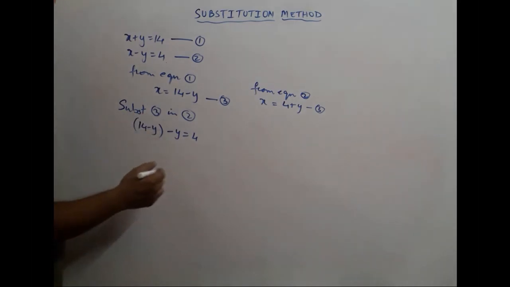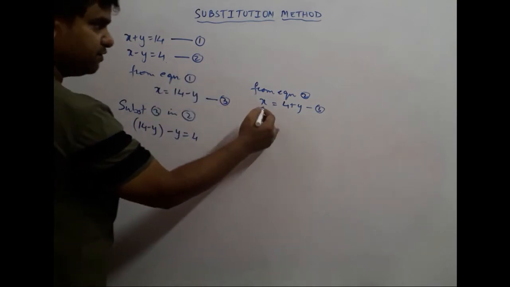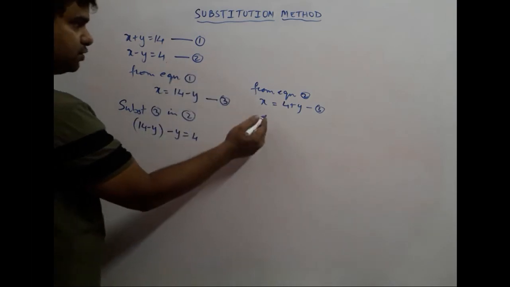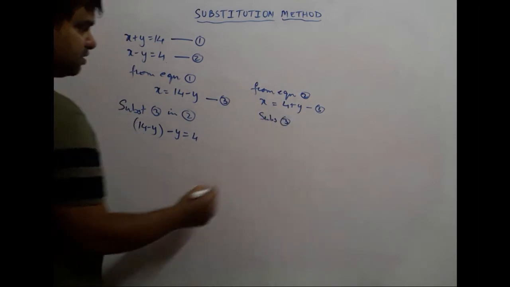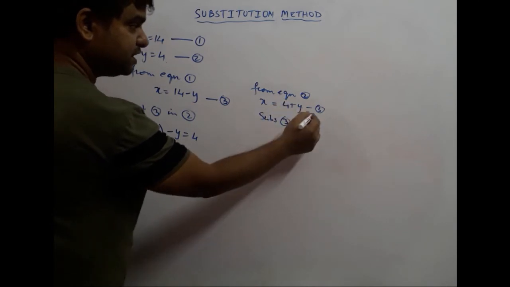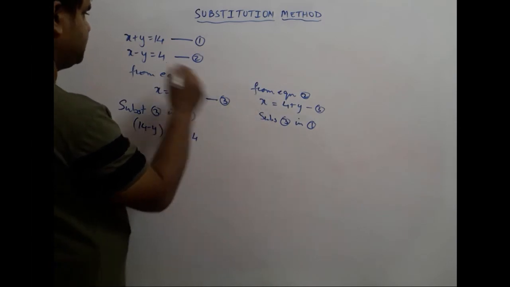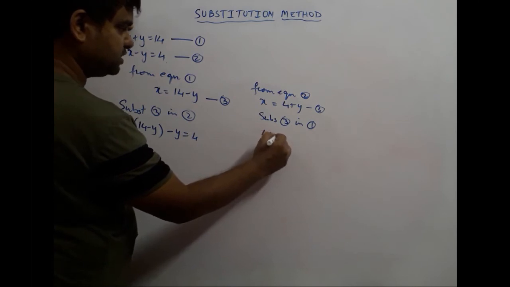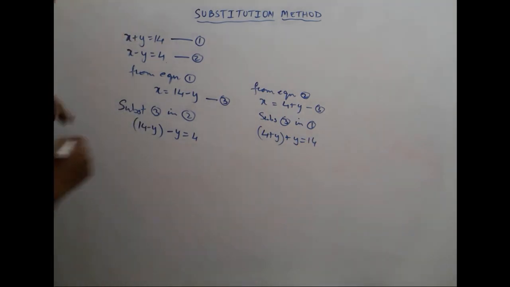In case I had derived this from equation 2, then I would again substitute 3, but not in 2, in 1. Why? Because I have derived this thing from equation 2. So substitute 3 in 1 and I would have got something like this. Instead of x I put this value 4 plus y equal to 14. Got it?